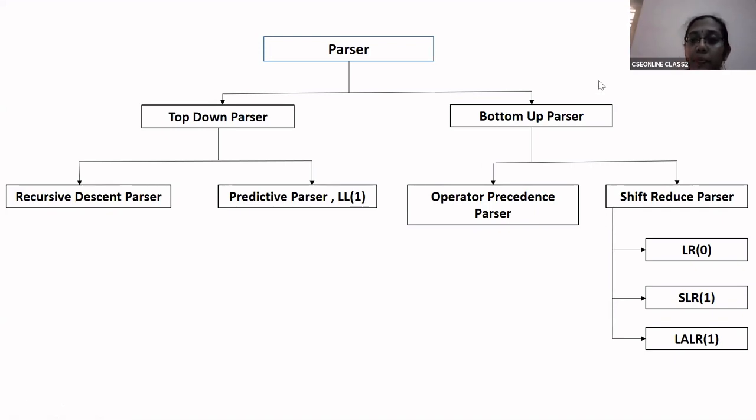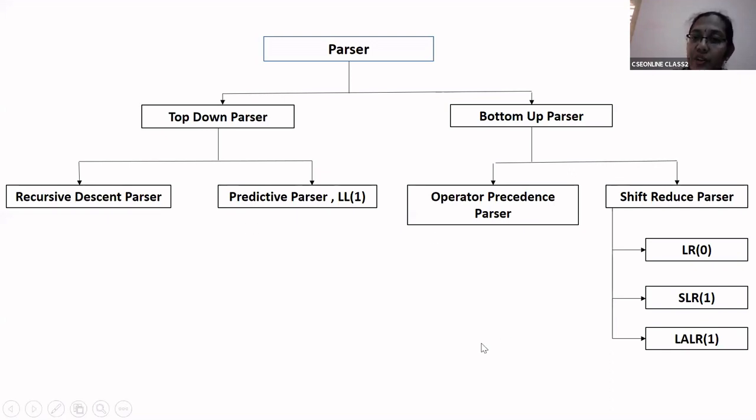Now coming to the bottom-up parsers. Bottom-up parsers again are of two different types: operator precedence parser and SR parser. SR stands for shift reduce parser. This shift reduce parser can be of three different types: LR of 0, SLR and LALR. Here you don't have SLR and LALR in your syllabus. You just have the general type of shift reduce parser along with the LR0 parsers in your syllabus.